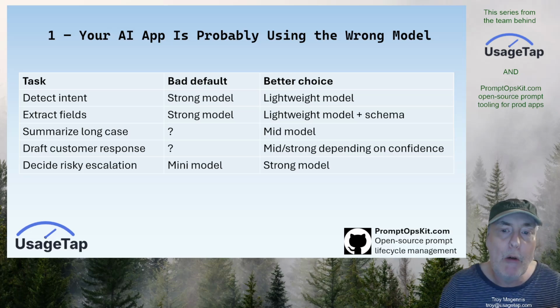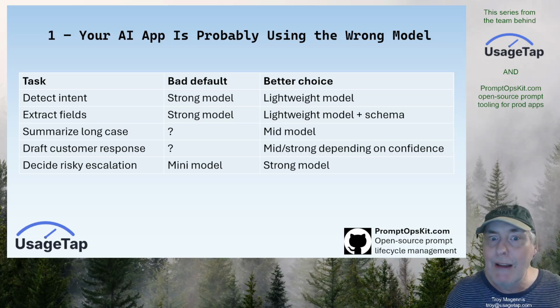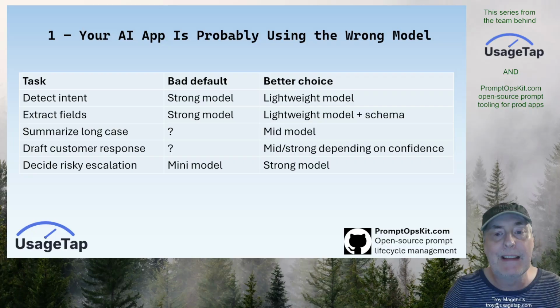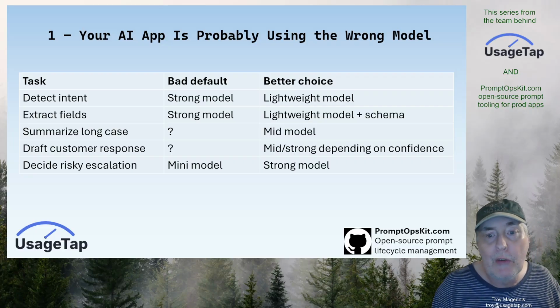Remember, today's mini models were yesterday's frontier models in power, and detecting intent and extracting fields is something they really excel at. And we do a lot of this, a lot of simple summarization, a lot of simple finding what this sentence is about. They should go to the lightweight models.